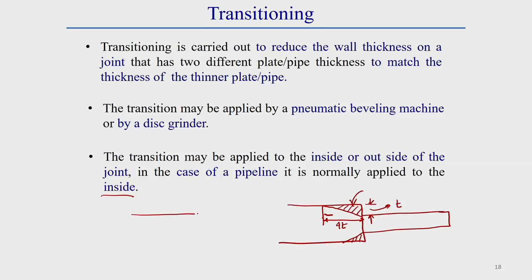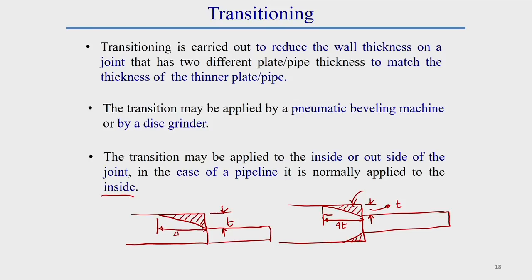Sometimes this transitioning can be done, let us say two plates are placed in this way. In this case on the bottom side there is no thickness reduction required, but here there is a requirement. So here transitioning is required to be done on one side only. So we have to remove this portion of the material from here. So what should be the length of this portion of the material?